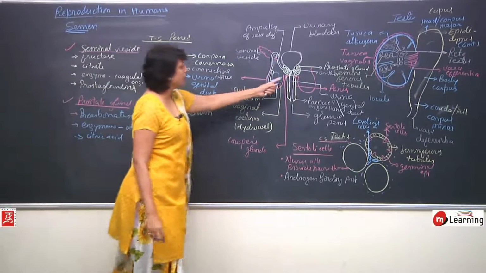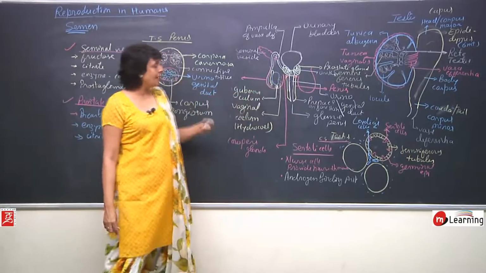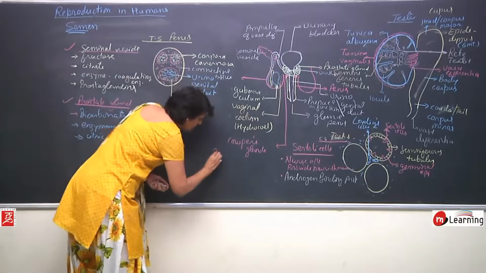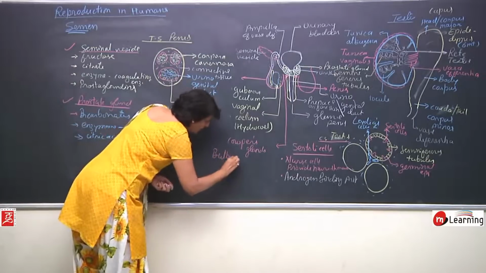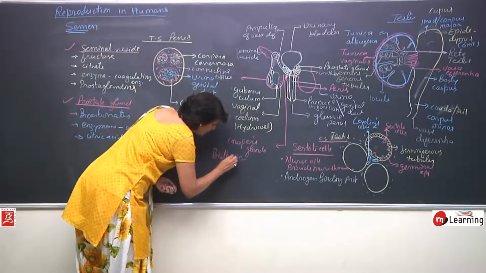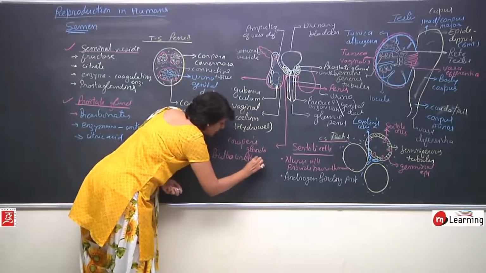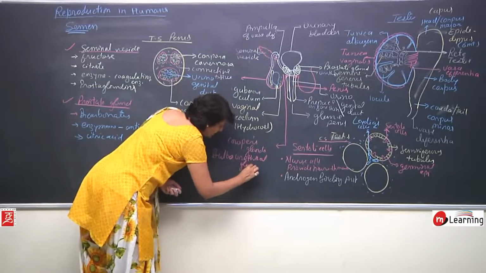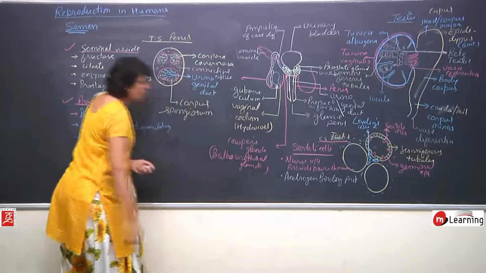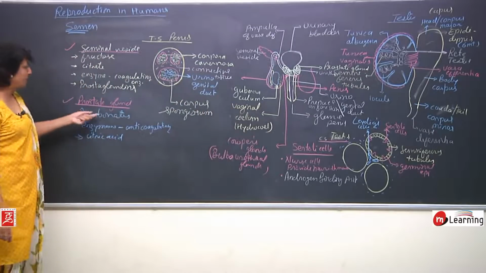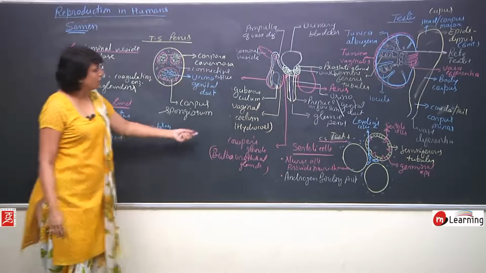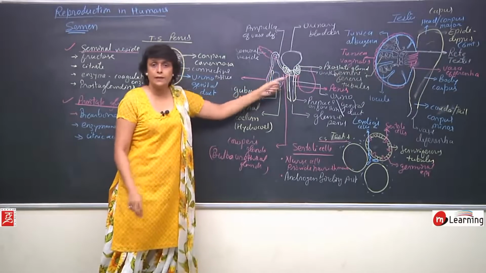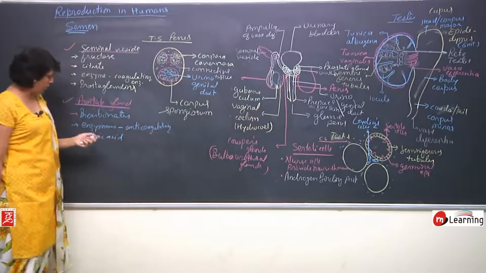There is one more gland, that is Cowper's glands. These Cowper's glands are also known as bulbourethral glands. The reason for the name urethral is that they are present at the junction of urethra and the vas deferens.